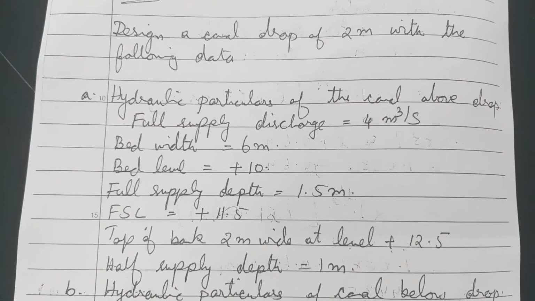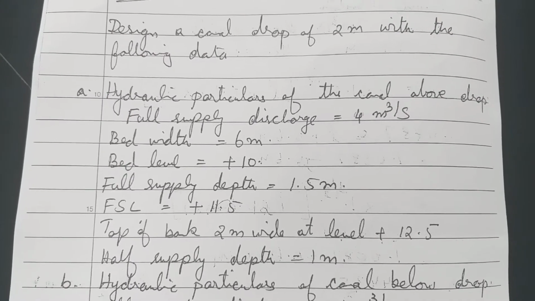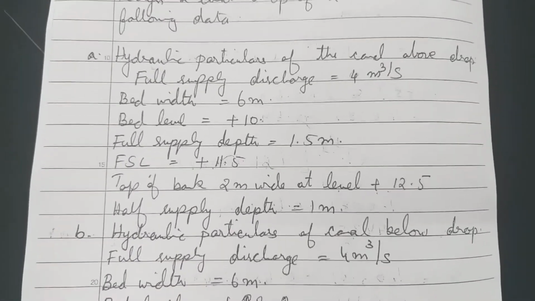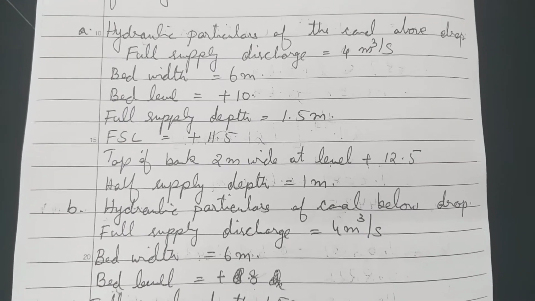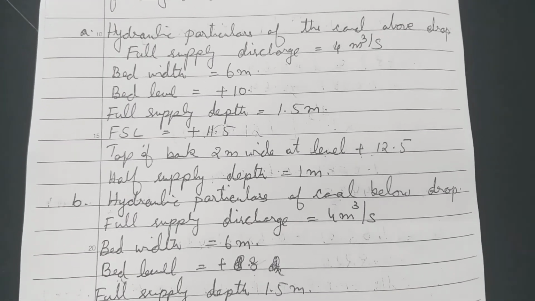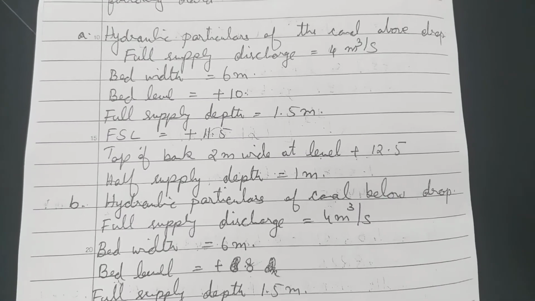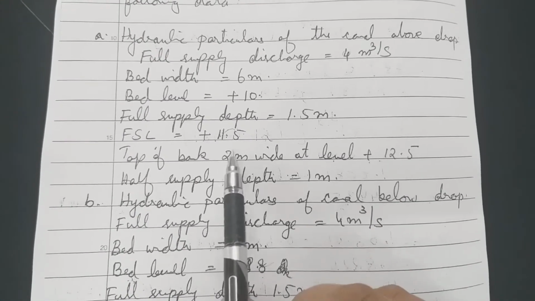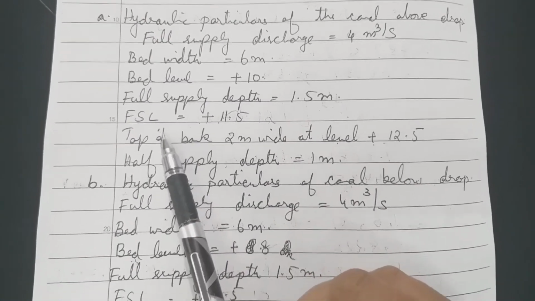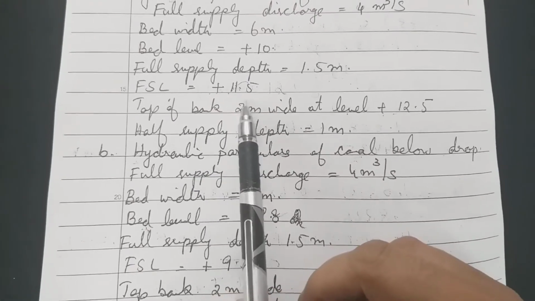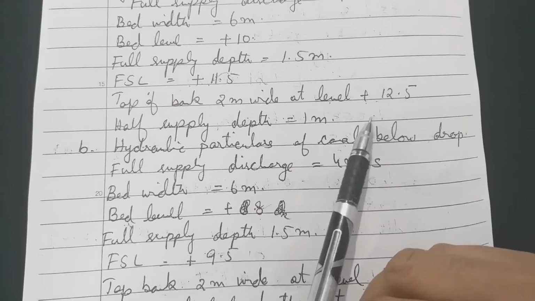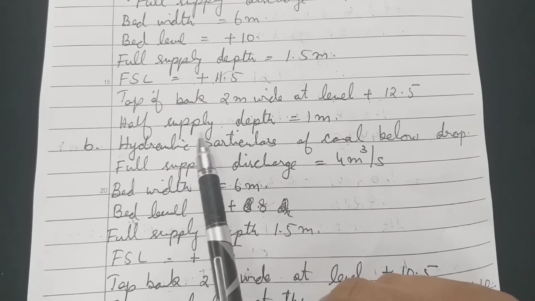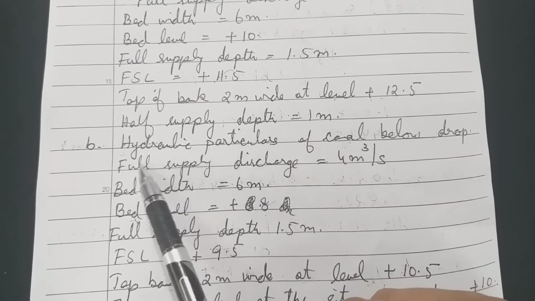Design a canal drop of 2 meter with the following data. A. Hydraulic particulars of the canal above the drop. Full supply discharge is equal to 4 meter cube per second. Bed width is equal to 6 meter. Bed level plus 10. Full supply depth is equal to 1.5 meter. FSL is equal to plus 11.5. Top of bank 2 meter wide at level plus 12.5. Half supply depth equal to 1 meter.